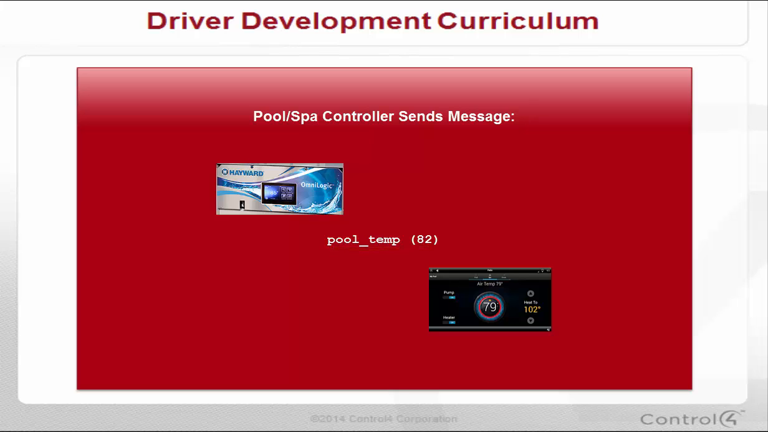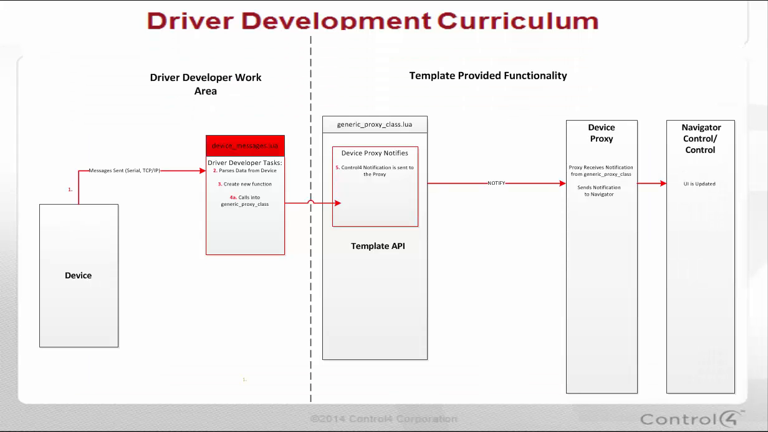Once the data is correctly parsed into name-value pairs, we need to create a new function for the message so it can be handled by our driver. The value is passed as a parameter to our new function. The proxy class defined in the pool proxy class Lua file provides a template API, or a group of functions that can be called by our newly created function. These APIs are recognizable by the pool proxy and can pass the pool temperature data on to our UIs.